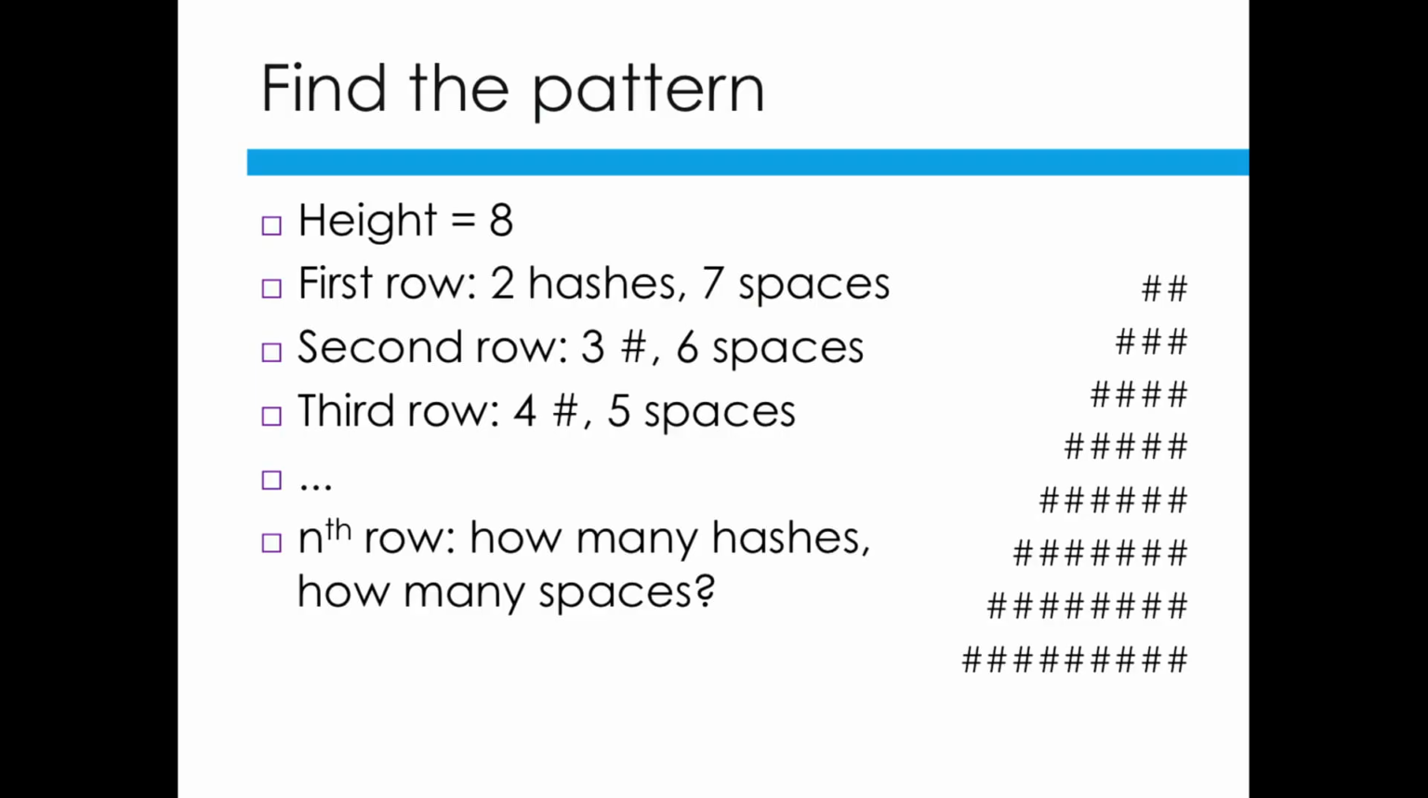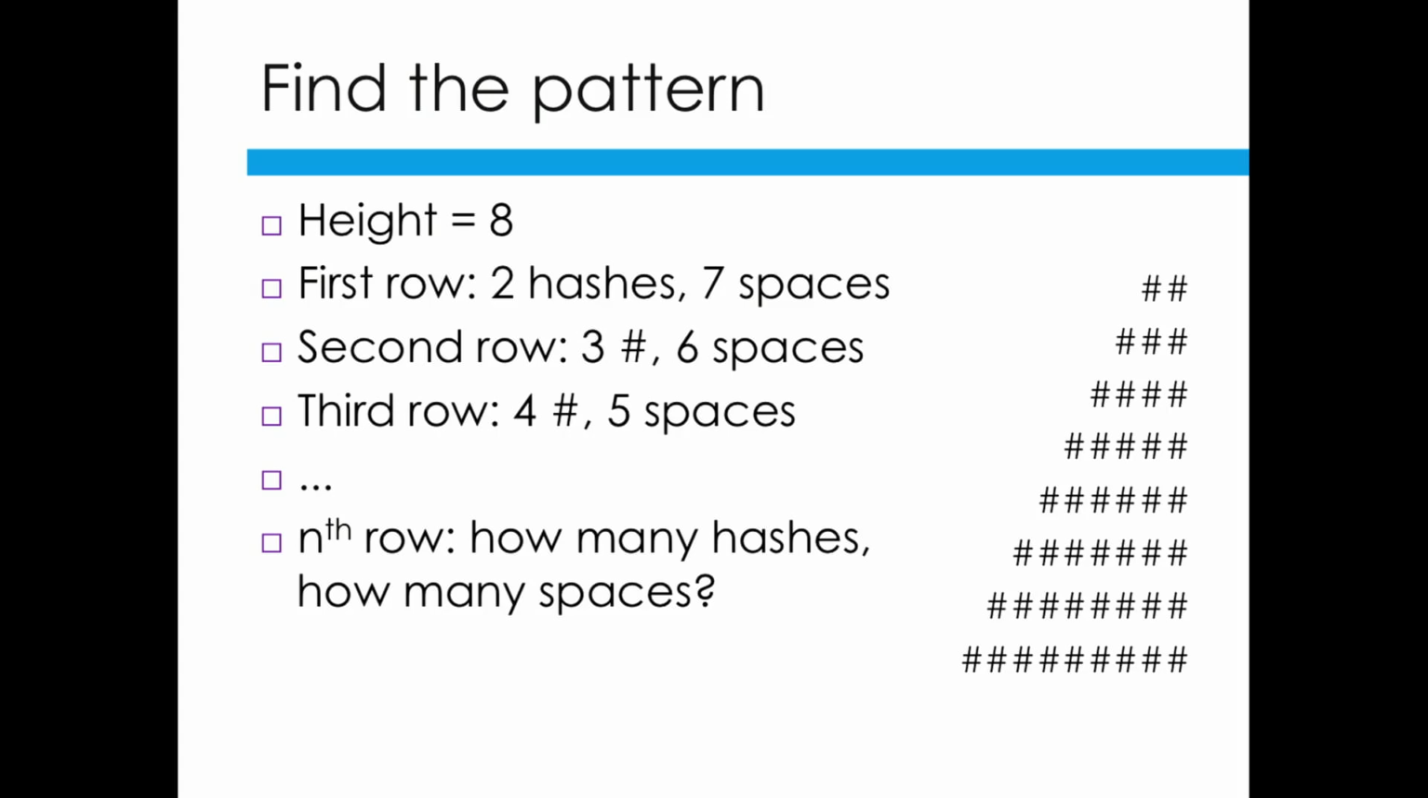Okay, so then what about the number of spaces? Let's try and express this in terms of the height. If the height is 8, then the first row has 7 spaces, which corresponds to 8 minus 1. Then the second row is going to have 6 spaces, which is 8 minus 2. I'm going to leave it to you to figure out the pattern for that.